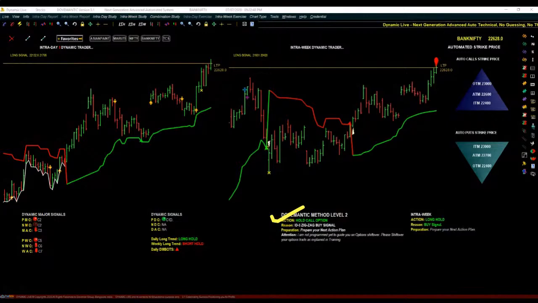When you implement it mechanically for one entire month, then eventually we expect you to earn a minimum of 10 to 15% returns at least per month. This much at least can be earned if you can implement it mechanically throughout the month.